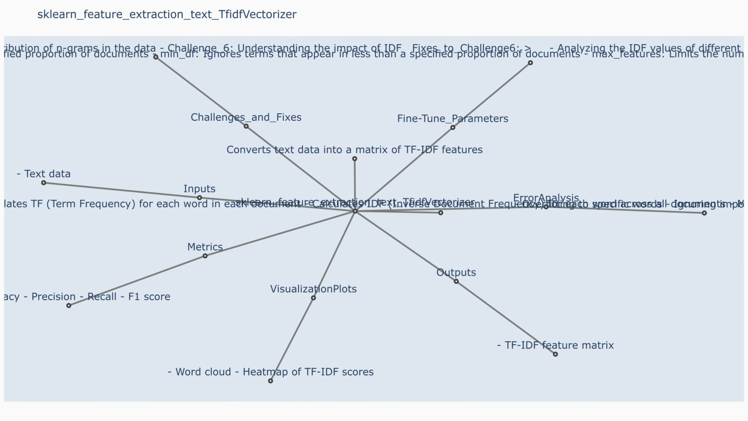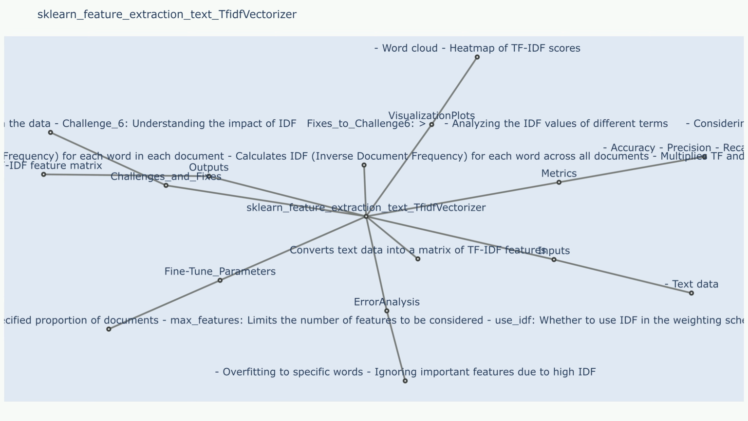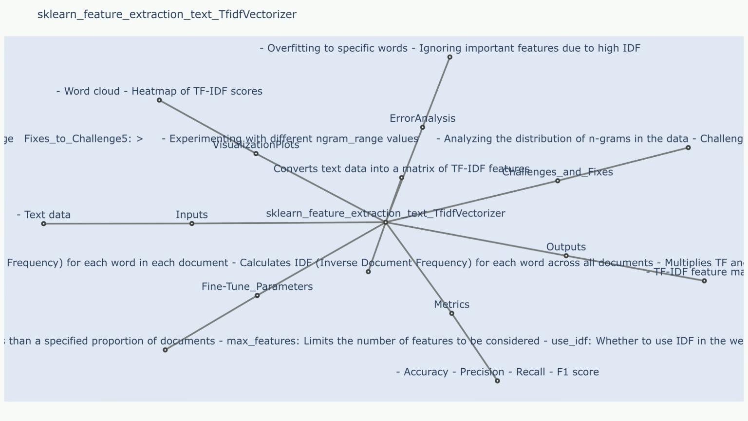sklearn, feature extraction, text, TfidfVectorizer. Description: a transformer that converts a collection of text documents to a matrix of TF-IDF features. TF-IDF stands for term frequency, inverse document frequency. It is a numerical statistic that reflects how important a word is to a document in a collection of documents.